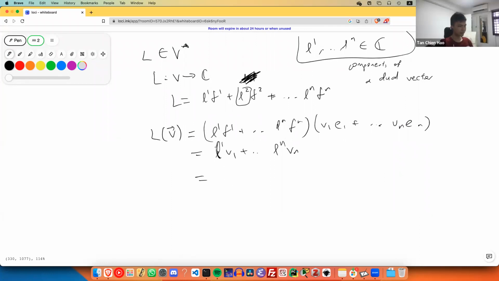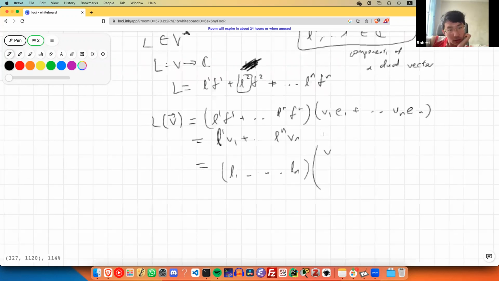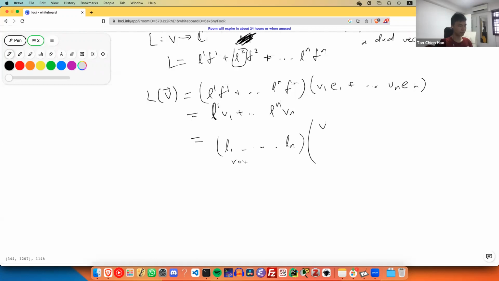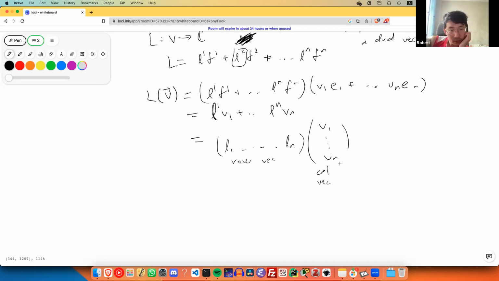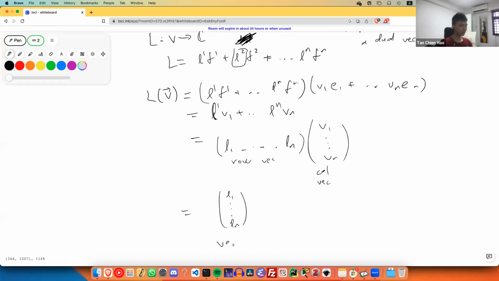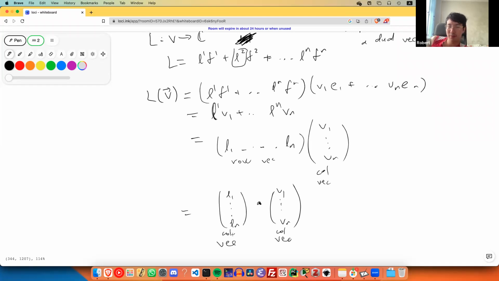If you want to express this in terms of row and column vectors, it looks something like this, L1 to Ln, and then you can consider it as a dot product. There are a few ways to think about it. You can think of it as a row vector multiplying a column vector v1 to vn, or as a column vector l1 to ln dot product with v1 to vn. There's no correct way, I guess.